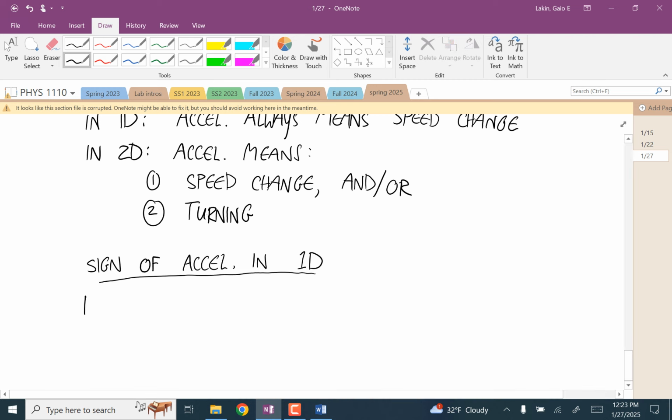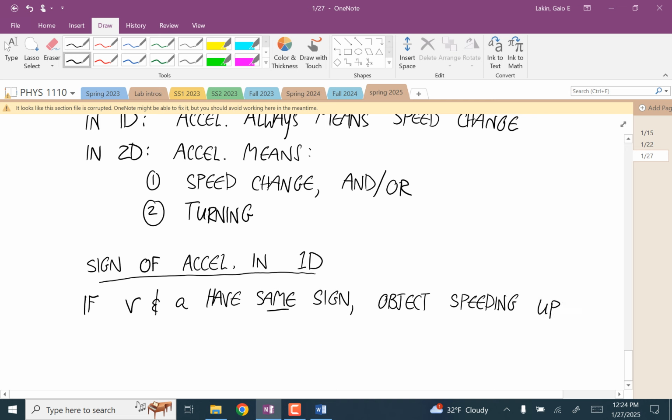Here is what the sign of acceleration means. If the velocity and the acceleration have the same sign, then the object is speeding up. And if the velocity and acceleration have opposite signs, then the object is slowing down.